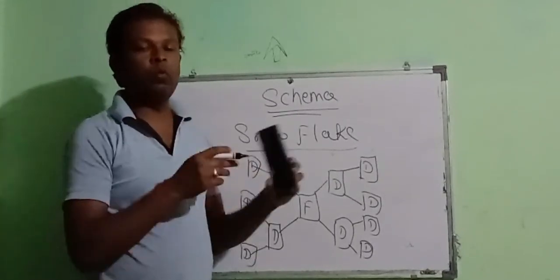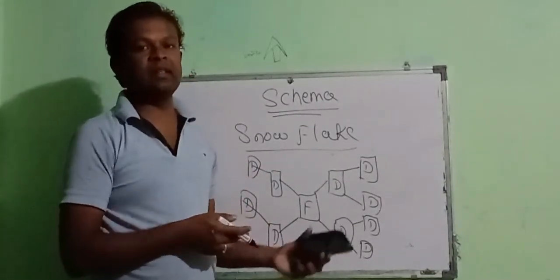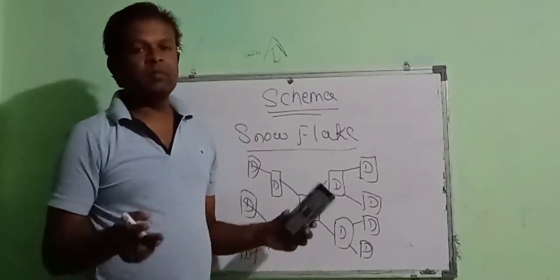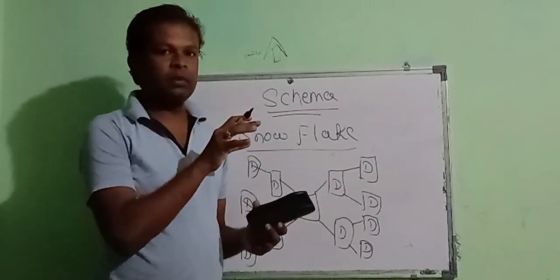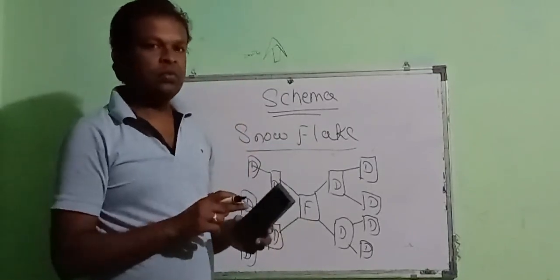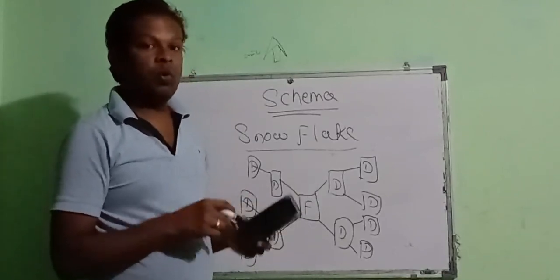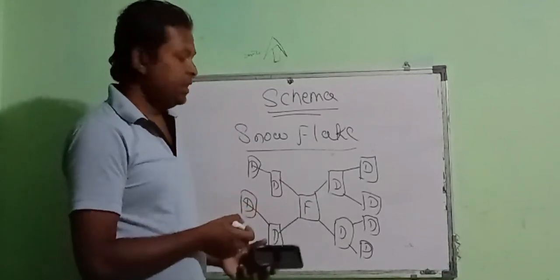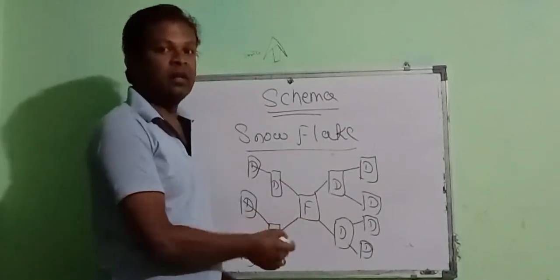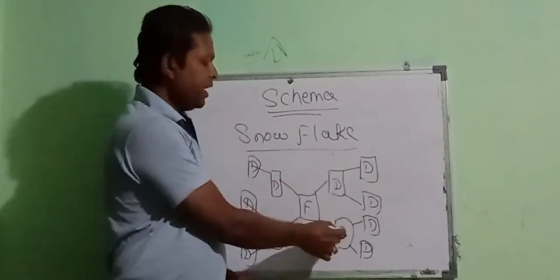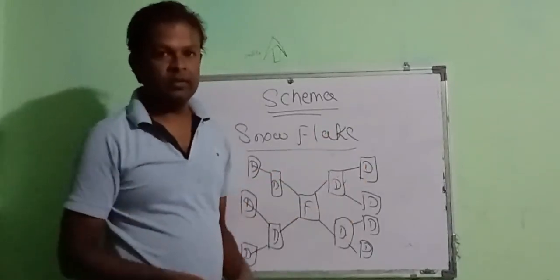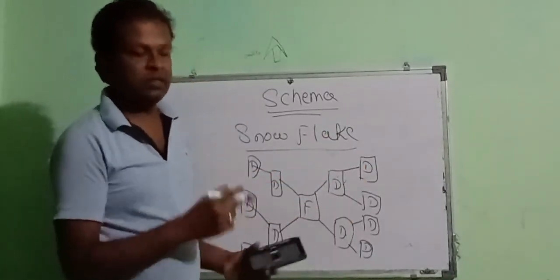So you know what exactly the star schema is and what the snowflake schema is. Star schema is a centrally located fact table surrounded by dimensions, so it looks like a star, hence we call it star schema. And snowflake schema is a centrally located fact table surrounded by dimension tables, and any dimension is again exploded into many dimension tables. So this is called snowflake schema.